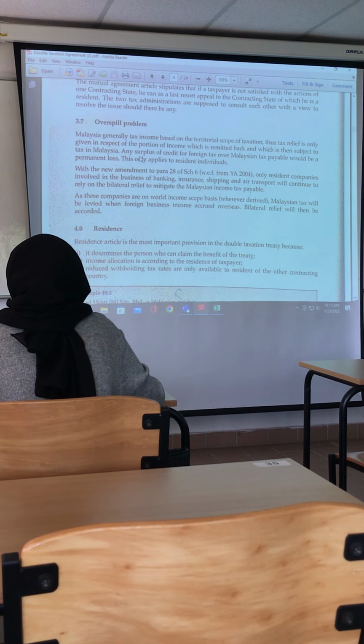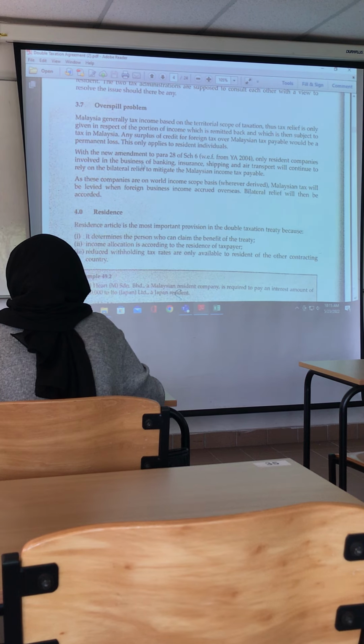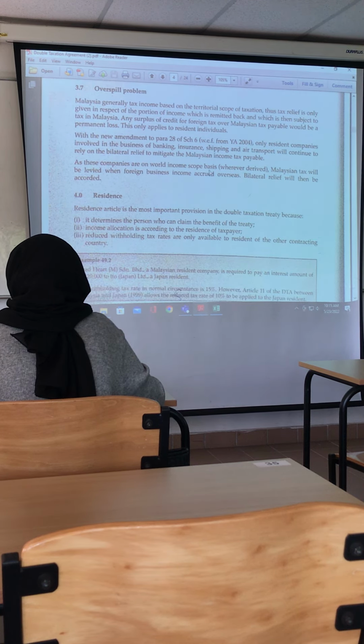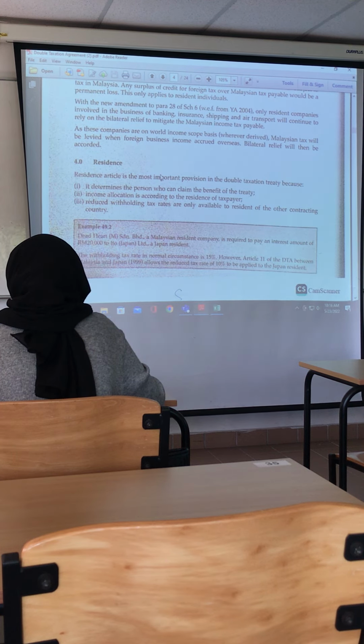Only applies to resident individual. Only resident company involved in the business of banking, insurance, shipping and air transport will continue to rely on bilateral relief to mitigate the Malaysian income tax payable. As these companies are on world scope basis, Malaysian tax will be levied when foreign business income accrued overseas. Bilateral relief will then be accorded. Right? Bilateral means that if you have a double tax agreement between Malaysia and the other countries, then you're going to refer to that as a bilateral. But if there is no tax agreement, you are going to refer to unilateral.